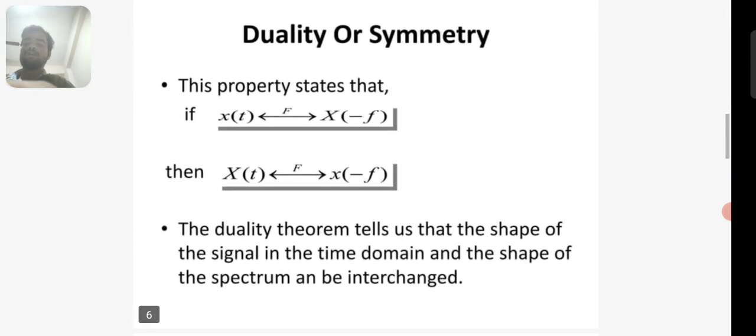Duality or symmetry. This property states that if x of t is equal to x of f, then x of t is equal to x of minus f. The duality theorem tells us that the shape of the signal in the time domain and the shape of the spectrum are interchanged.